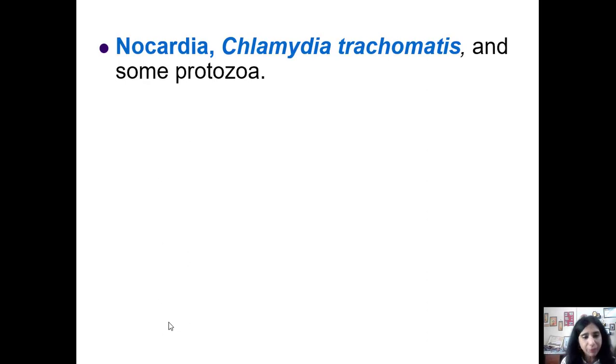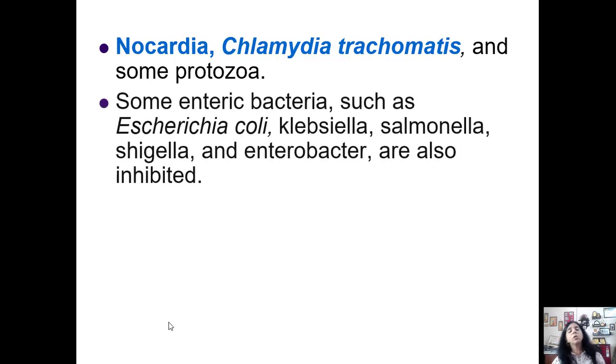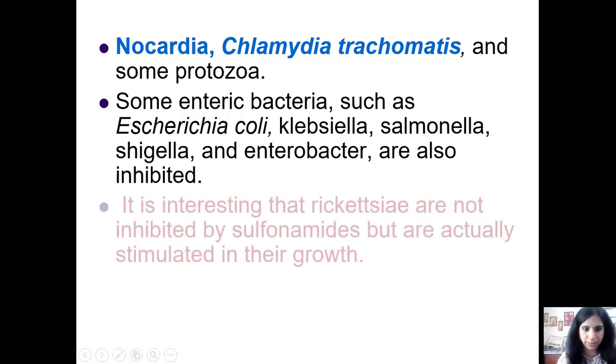Nocardia, which causes opportunistic chest infections, Chlamydia trachomatis, and some protozoa. The sulfonamides are still very effective. They are also effective for some enteric bacteria like E. coli, which causes urinary tract infection, Klebsiella, which causes nosocomial infection, Salmonella, which causes typhoid, Shigella, which causes dysentery, and these organisms will respond to the sulfonamides.